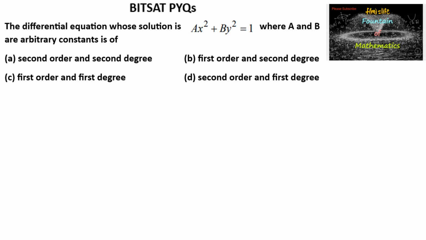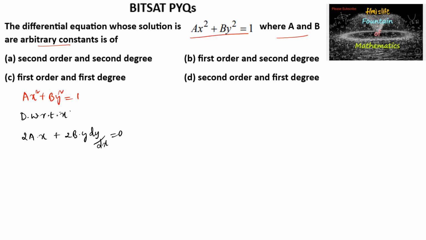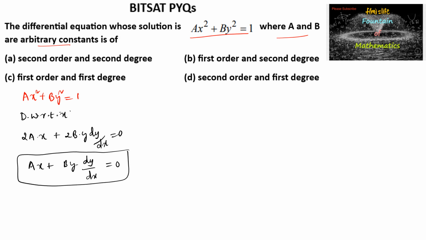The differential equation whose solution is given ax square plus by square is equal to 1, where a and b are arbitrary constants. So we have ax square plus by square is equal to 1. Let's differentiate with respect to x. So we get 2a into x plus 2b into y dy by dx is equal to 0, or we can write ax plus by into dy by dx is equal to 0. So let us consider this as one equation, this is the second equation.